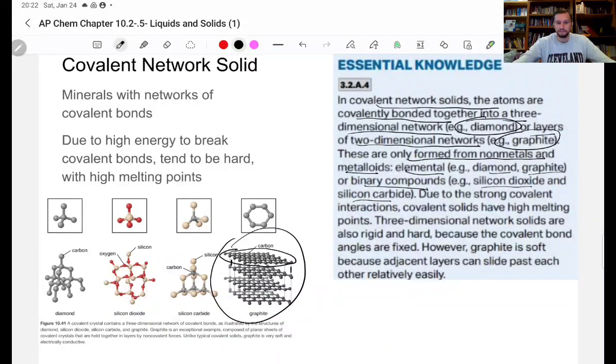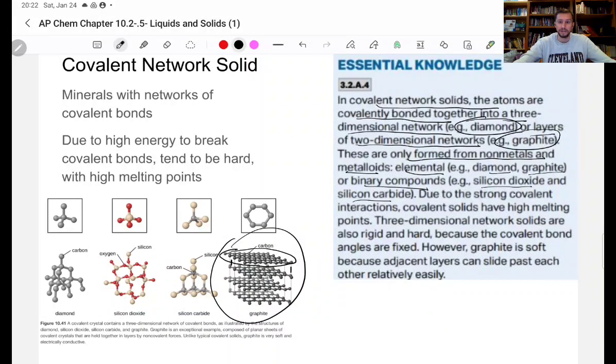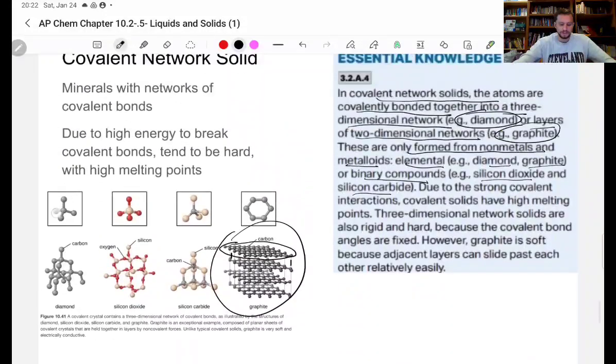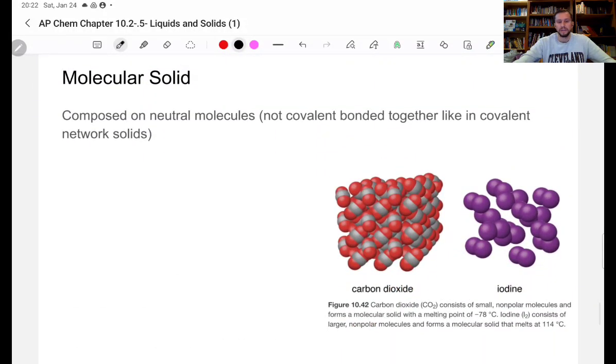However, graphite is soft because adjacent layers can slide past each other relatively easily. But you're not breaking the covalent bonds in graphite. But if it's a three-dimensional network solid, it's very, very hard, and you're not breaking apart any part of it. So covalent network solids are different than molecular solids.